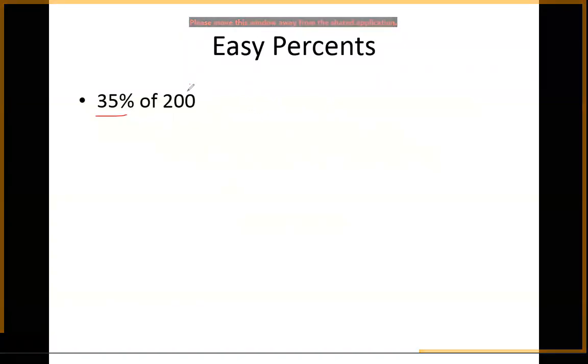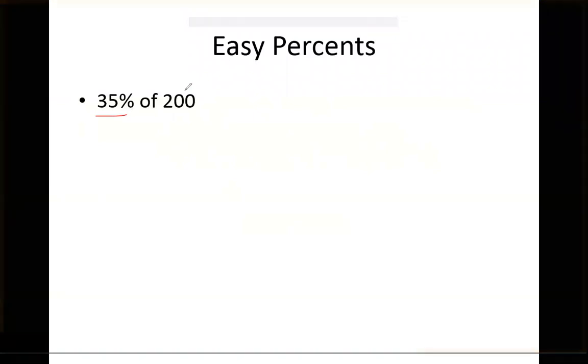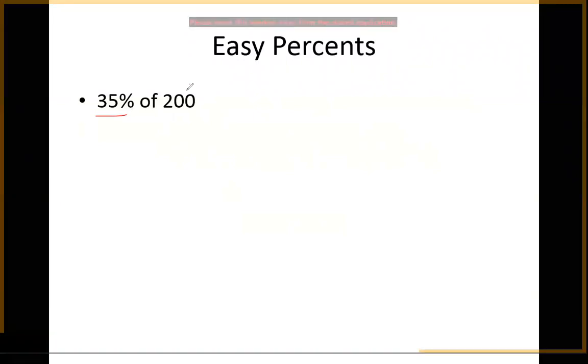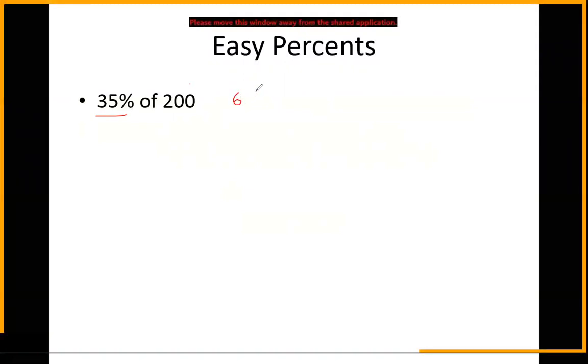But if you can't do it in your head, the 10% would be 20. So we want 35, so we want 10% three times. 3 times 20 would be 60, plus half the 20, or the 5%, and so it would be 75.